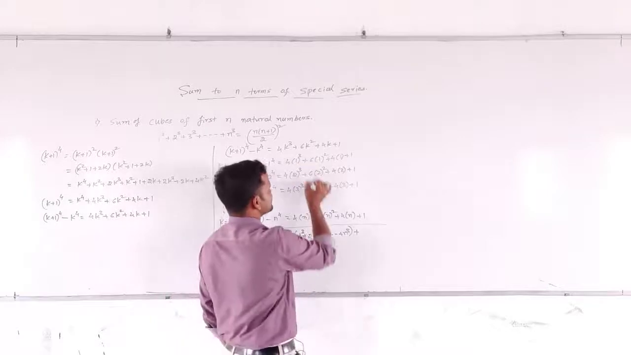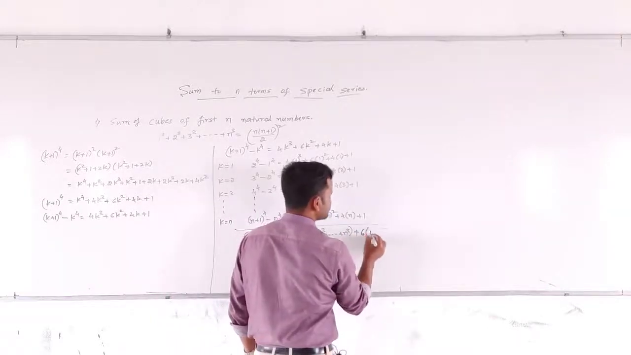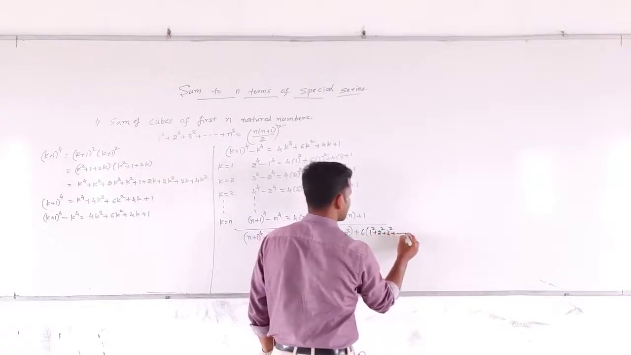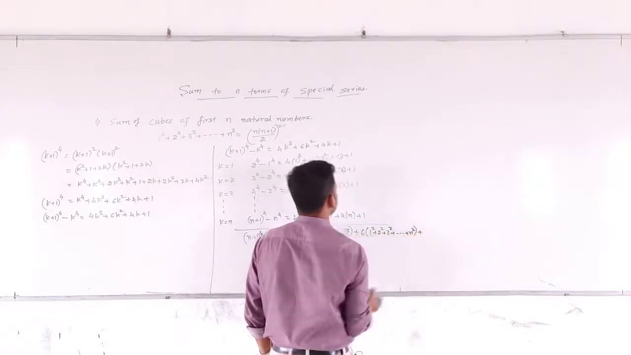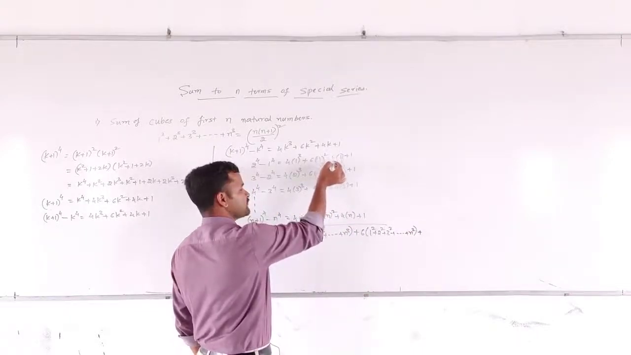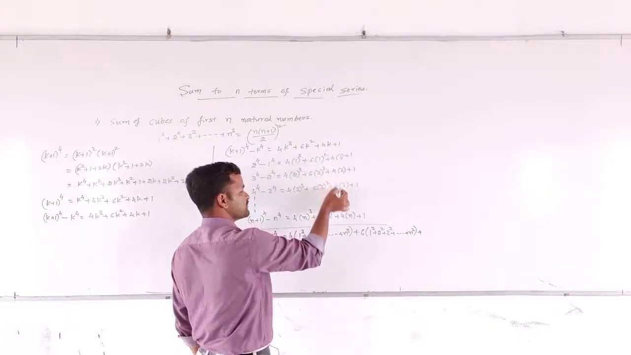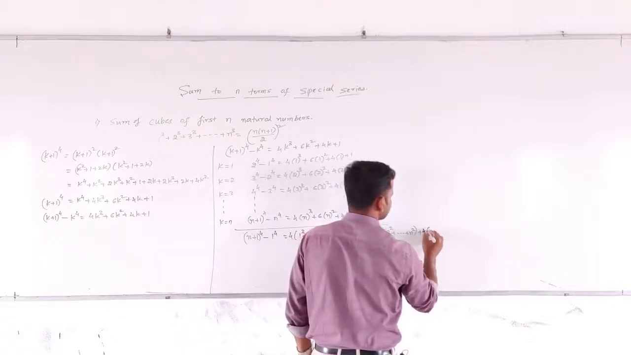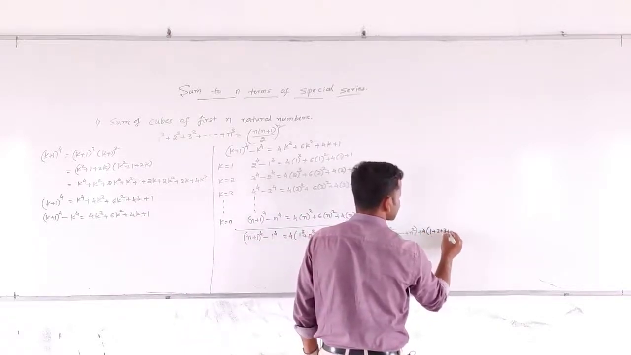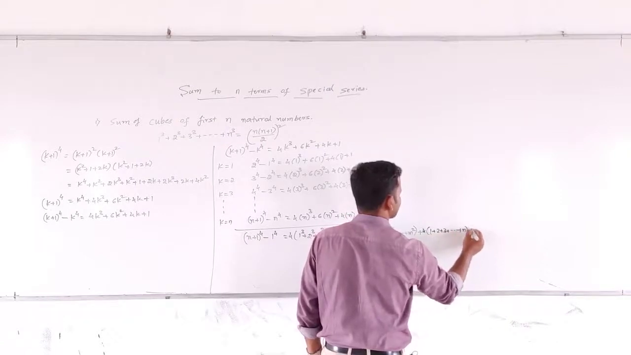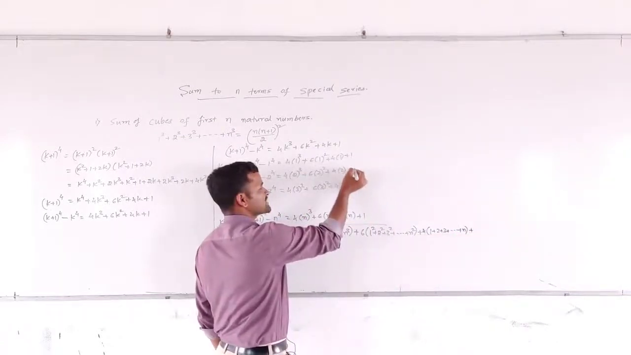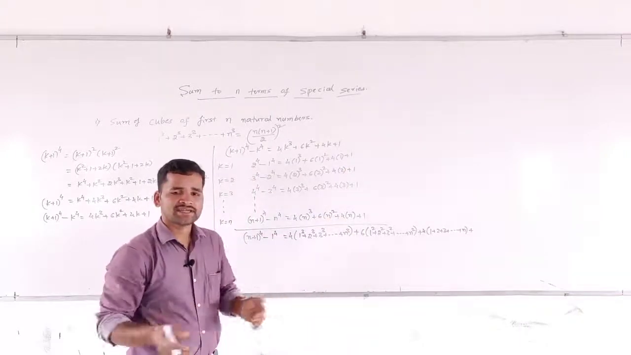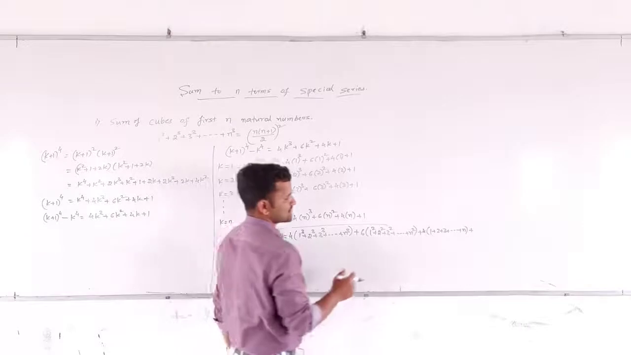6 is common among all these: 6 into (1 square plus 2 square plus 3 square, and so on up to n square), plus the next terms, 4 into 1 plus 4 into 2 plus 4 into 3, and so on up to 4 into n. 4 is common: 1 plus 2 plus 3, and so on up to n, plus the next, 1 plus 1 plus 1 plus 1, like that 1 is getting added n times, so that will be n.